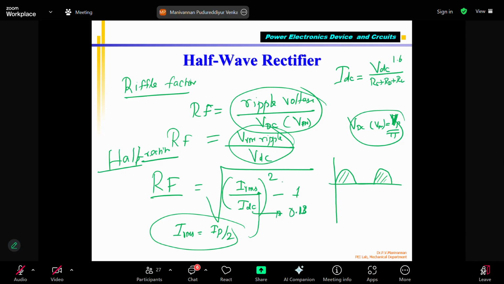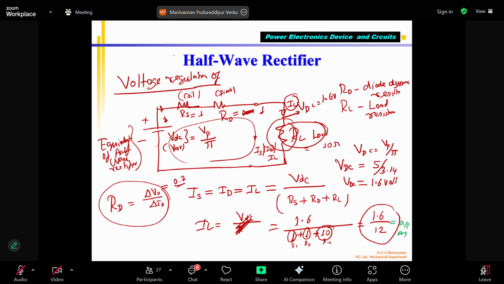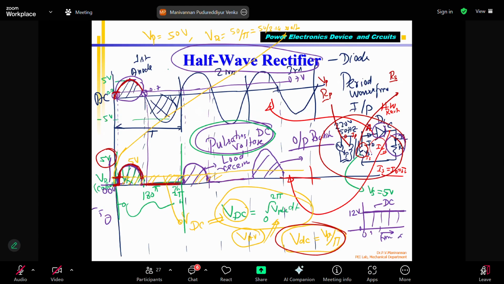IRMS can be computed using RMS voltage. RMS voltage is the AC voltage. We know that if I say V equal to 220 volts, that is actually called VRMS. Here, what is my VRMS in this example? We said the peak voltage V peak equal to 5 volts positive. Similarly, minus V peak equal to minus 5 volts. Correct? These are called peak voltages.